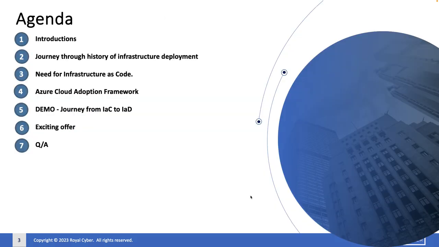This is the agenda for the event. We're going to start off with introductions. From there, we're going to talk about the journey through the history of infrastructure deployment. Then, what is the need of infrastructure as code? How does the Azure Cloud Adoption Framework come into play? Then we're going to quickly move ahead into the demo. We're going to talk about a journey from IaC to IaD, that is, infrastructure as code to infrastructure as data. From there, we have an exciting offer for you, especially the ones who are attending the webinar. And then we're going to quickly move into Q&A.